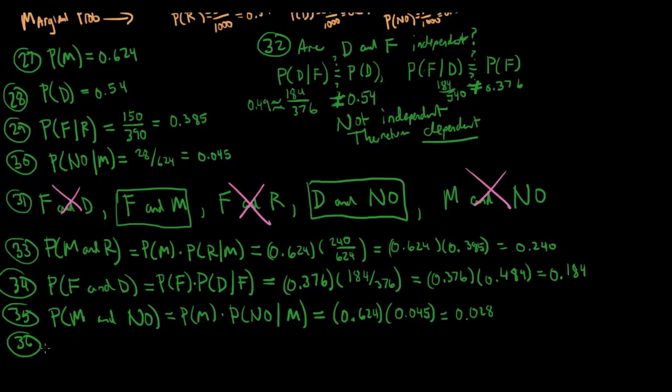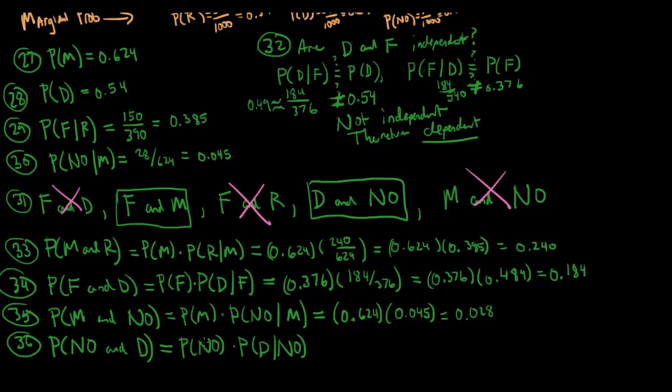Let's look at number 36. Let's see, next page, 36. We want to find the probability that a randomly selected participant has no opinion and favors Democratic policies. So the probability of no opinion and Democratic. Now, let's say we're just chugging along here and not really thinking about this. Here's how we would do it: the probability of no opinion times the probability of Democrat given no opinion.